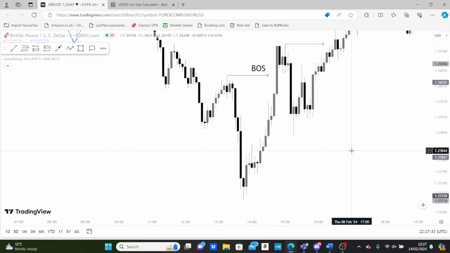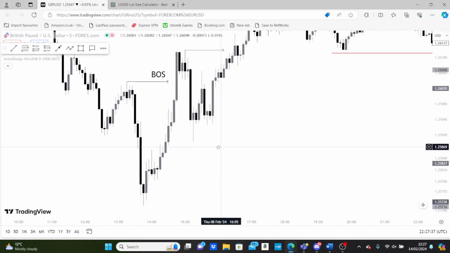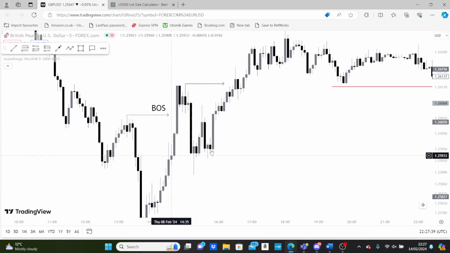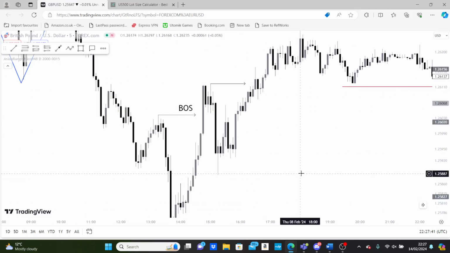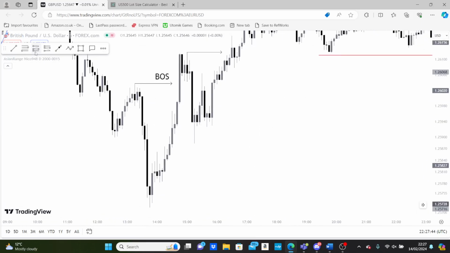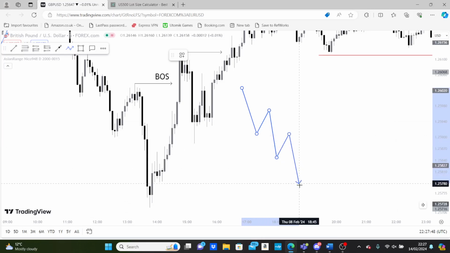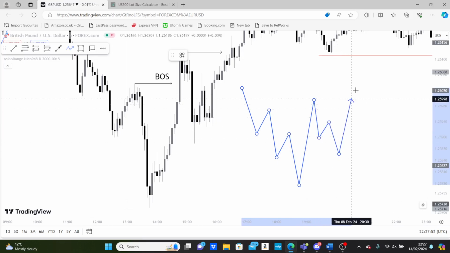People ask me, well, what time frame is this on? This is the M5. So you can use the M15 or the M5 for entries, right? So we had 2 breaks of structure to the upside, right? Now something we need to understand is that we had bearish structure coming down. Then we had a shift in market structure, right? And we had another shift in market structure.